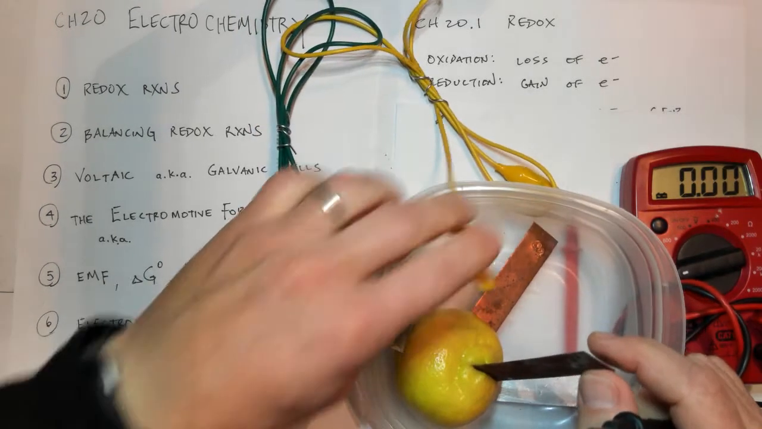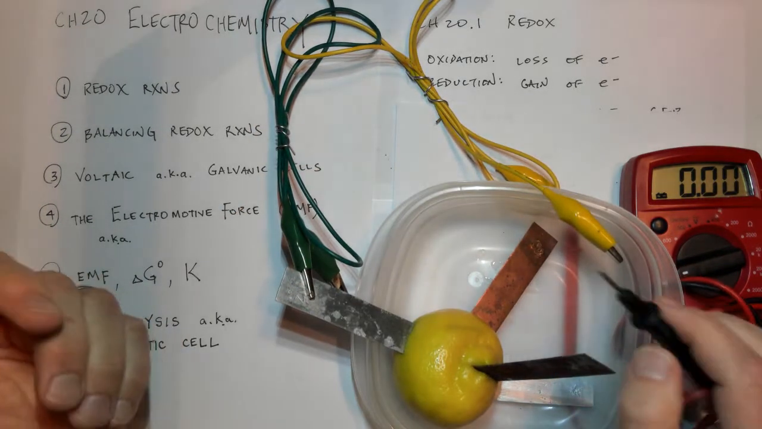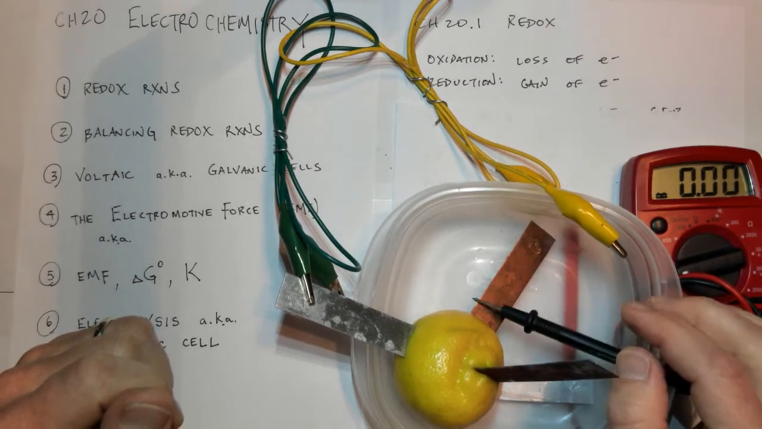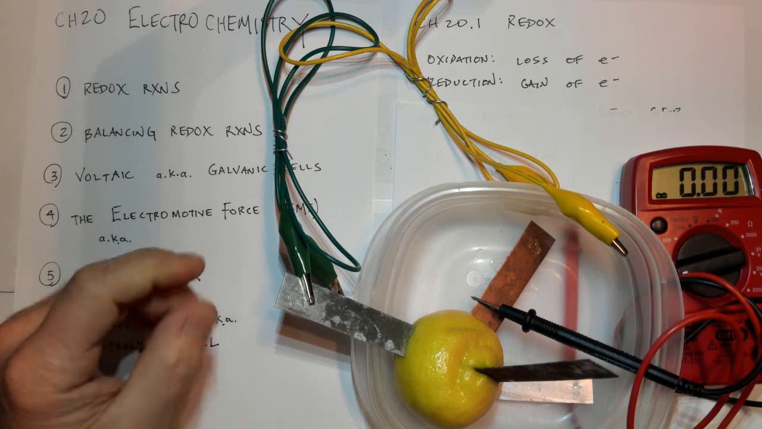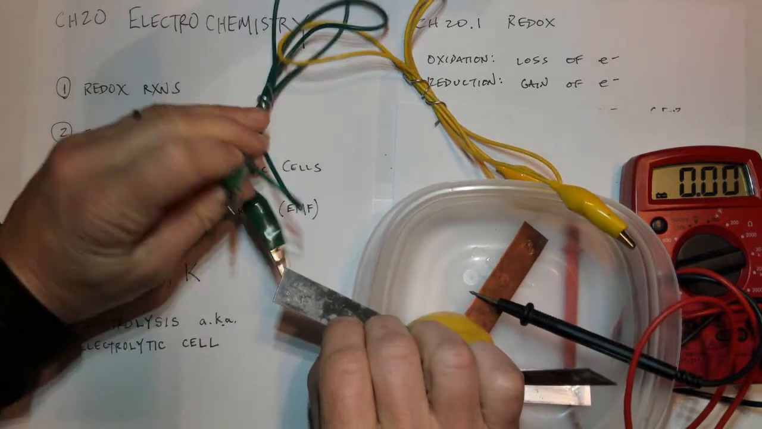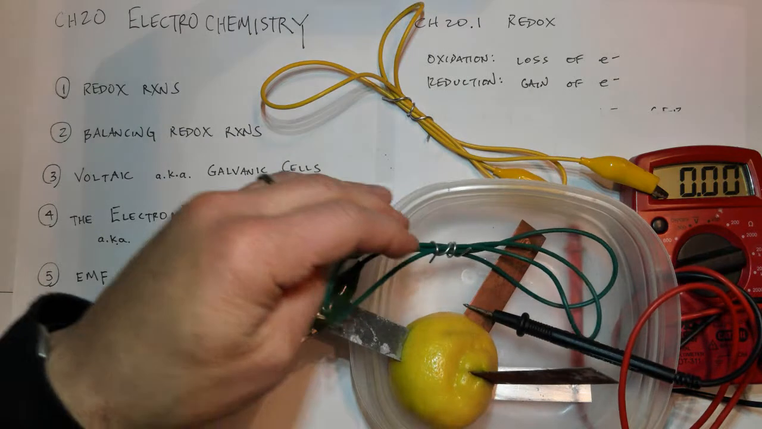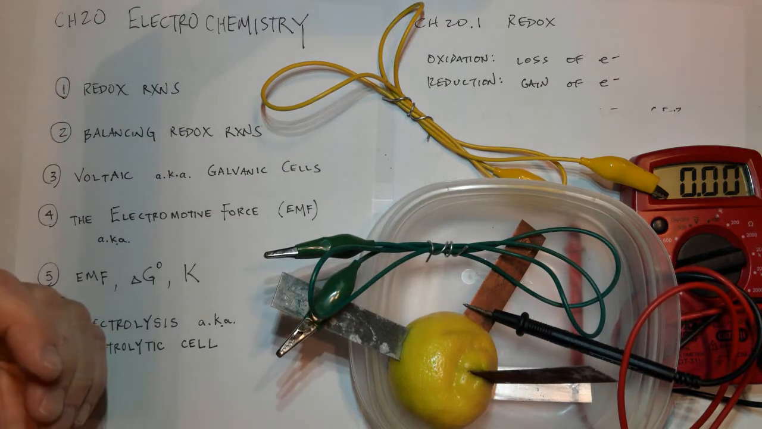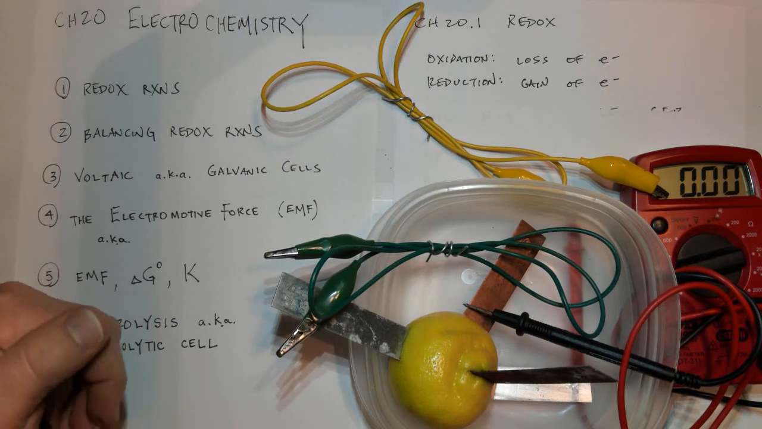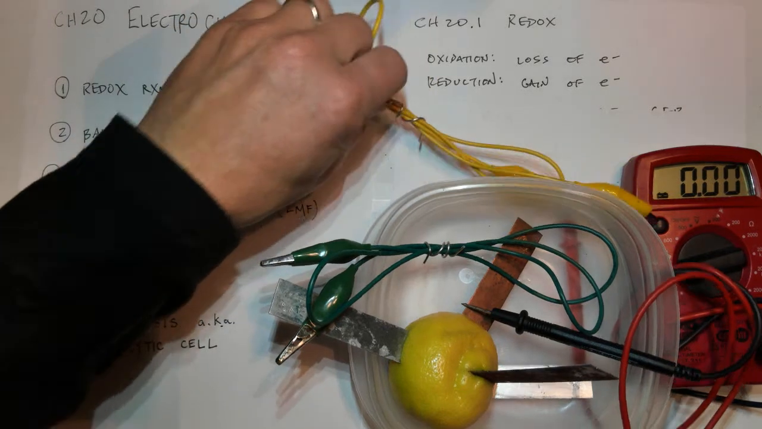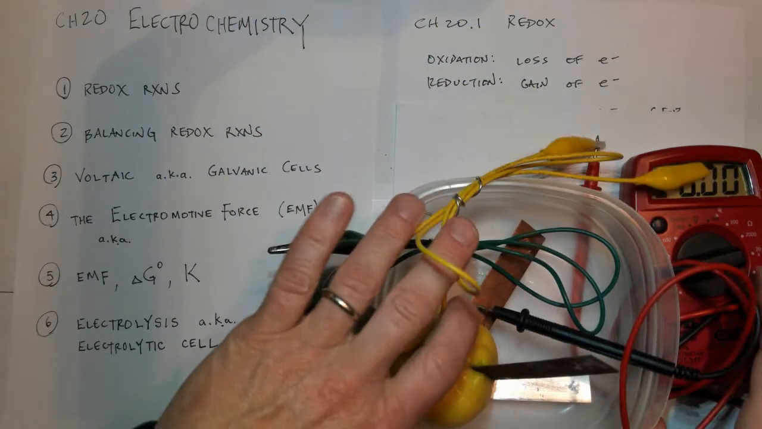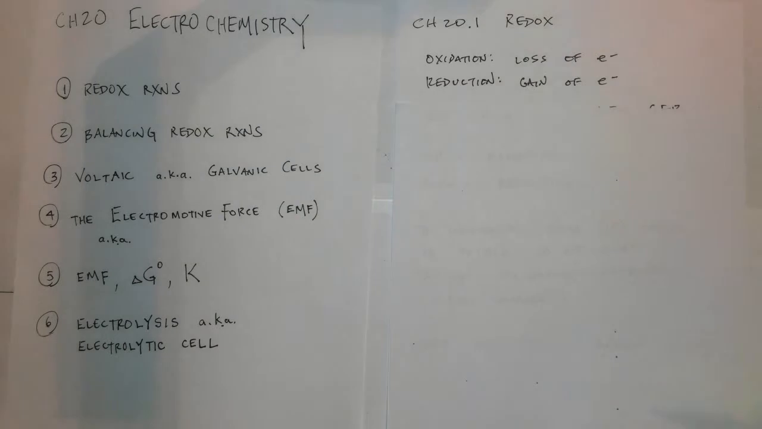We'll take a look at why lemons or potatoes or other fruit and vegetables can create a thing called a battery, and we'll look at what real-life batteries are actually made out of. Things like lithium-ion batteries that are in your phone. And then we'll also take a look at the science behind reactions that are either beneficial or detrimental in the world that involve the transfer of electrons. So here we go, electrochemistry, chapter 20.